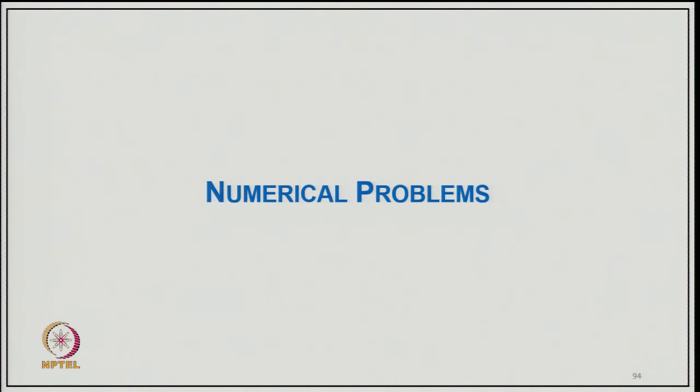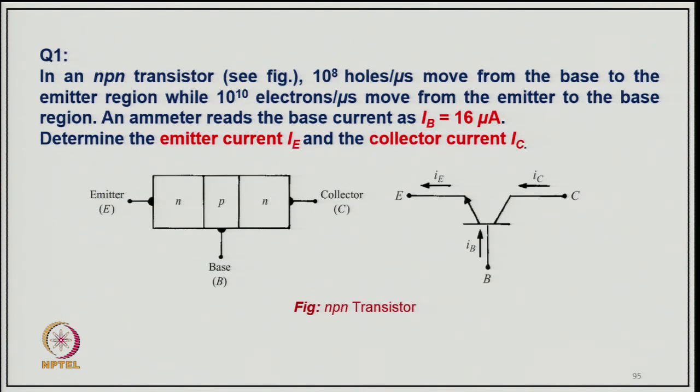Now, coming to the numerical problems. First numerical: in an NPN transistor, 10 to power 8 holes per microsecond move from the base to the emitter region, while 10 to power 10 electrons move from the emitter to the base region, and the base current is IB equal to 16 microampere. Determine the emitter current and collector current in this configuration.